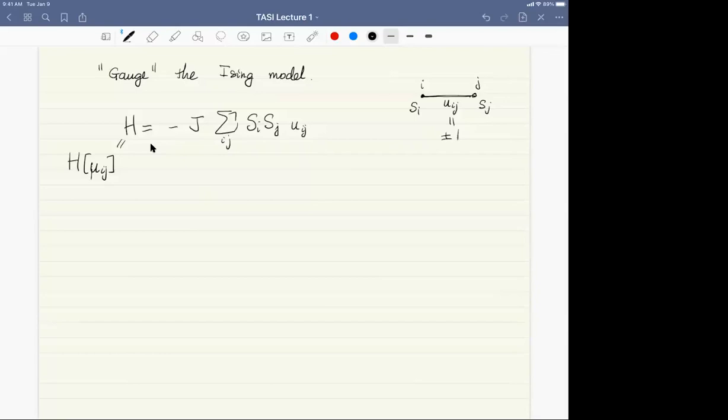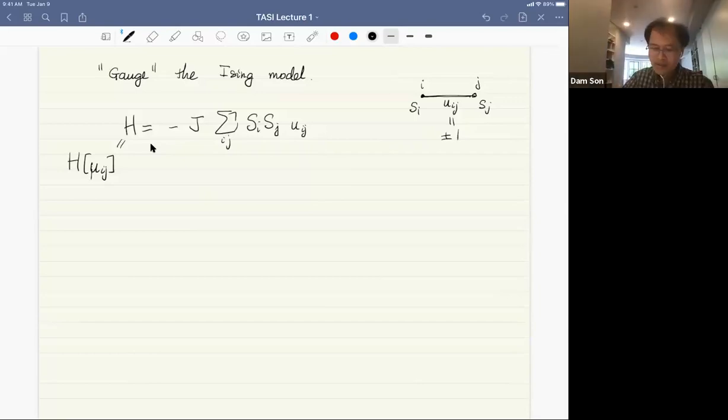I'm just wondering what the rule is for what U_ij is, or do you get to pick it when you specify how you gauge the Ising model? Okay, so it's like a gauge field, but in our case I'm not making this gauge field dynamical. It's just some fixed configuration that I choose myself. Okay, so I have a lattice, and I just go and specify the value of U on each of these links.